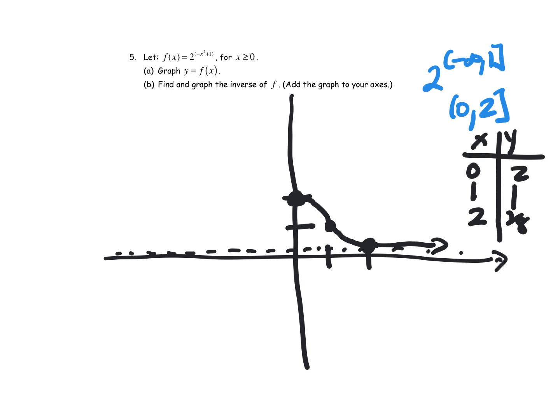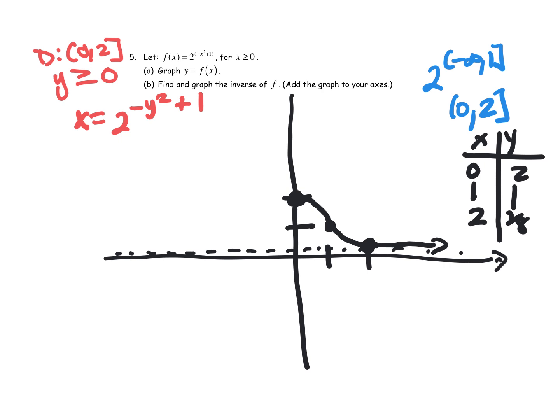Now let's do the inverse. So switch x and y. So x equals 2 to the negative y squared plus 1. And remember, the domain and range will flip. So in this case, the domain for the original was x greater than or equal to 0, which means the range of my inverse will be y greater than or equal to 0. And the domain will be 0 to 2.